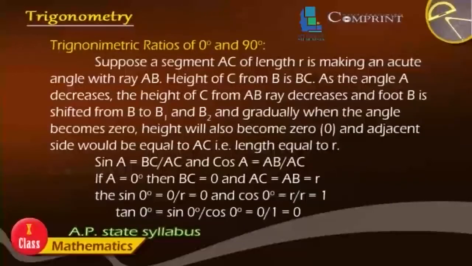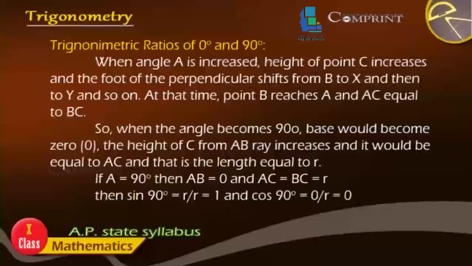Sin A is equal to BC by AC and cos A is equal to AB by AC. If A is equal to 0 degrees, then BC is equal to 0 and AC is equal to AB is equal to R. The sin 0 degrees is equal to 0 by R is equal to 0 and cos 0 degrees is equal to R by R is equal to 1. Tan 0 degrees is equal to sin 0 degrees by cos 0 degrees is equal to 0 by 1 is equal to 0.